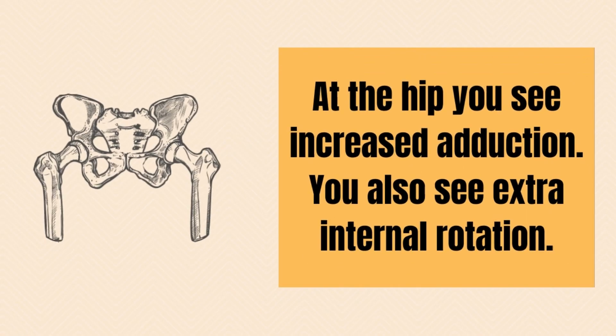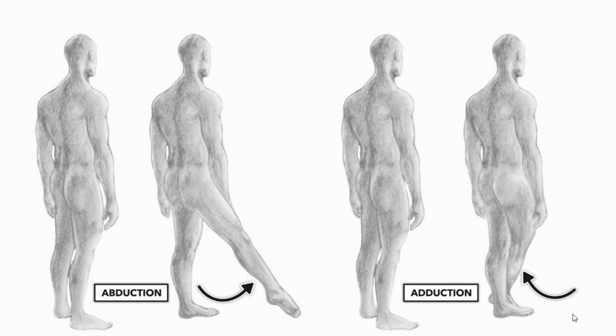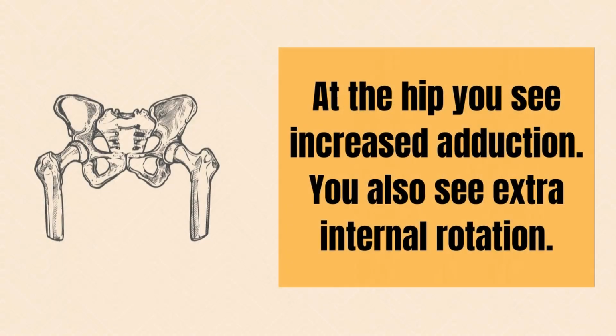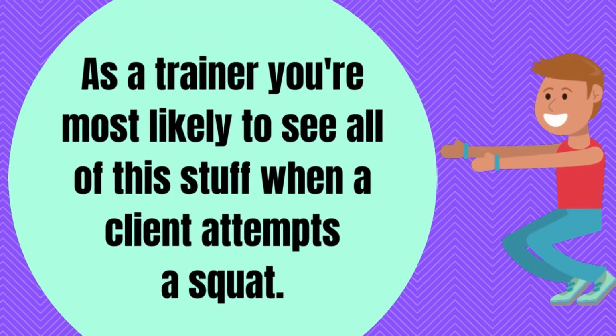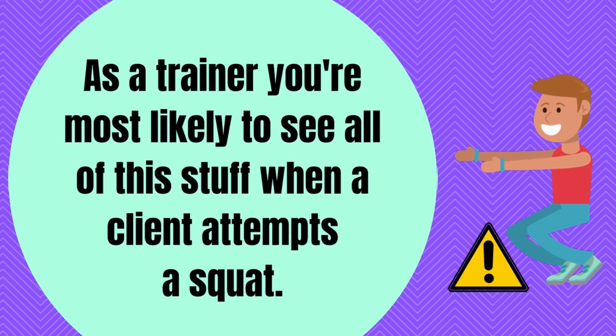At the hip, you see increased adduction, which adduction of the hip looks like this. You also typically see extra internal rotation. As a trainer, you're most likely to see all of this stuff when a client attempts a squat.